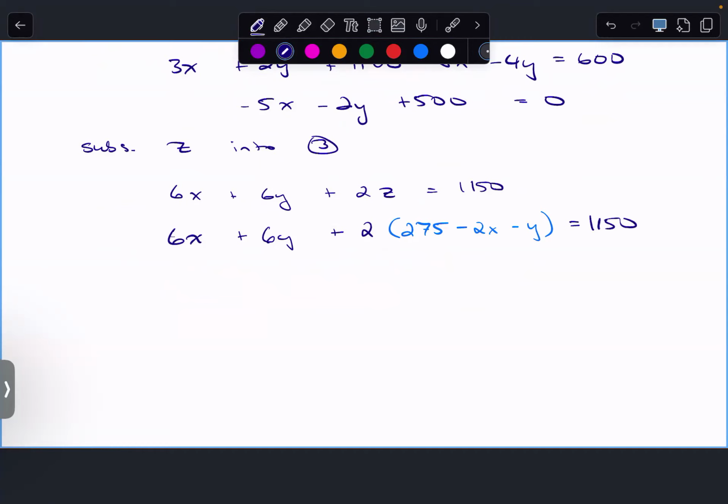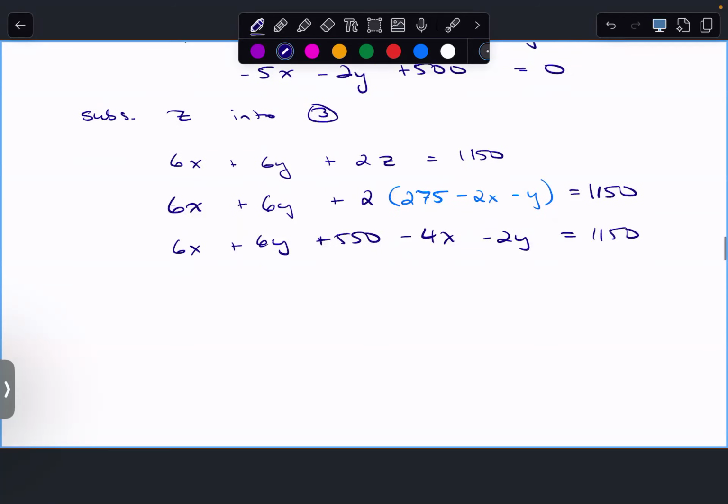If you expand and simplify, I get 6x plus 6y plus 550 minus 4x minus 2y is 1150. 6x minus 4x is 2x. 6y minus 2y is plus 4y. 550 minus 1150 is minus 600, equal to 0.